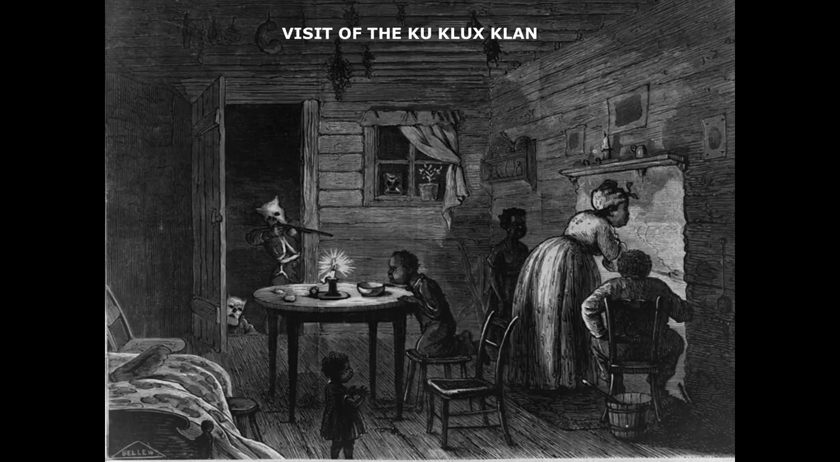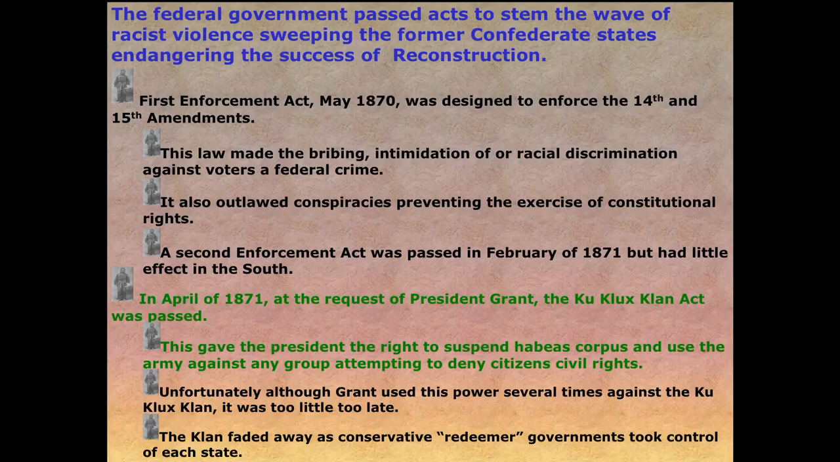Because, I mean, look at this image right here. You could just be, like, straight up at home, getting dinner ready. And here's the KKK creeping on in, shooting people. It's a freaking scary time. So that's why Congress is prompted to pass the Enforcement Acts, right? To try to get rid of this whole KKK violence and stuff. But it's kind of too little too late. The Enforcement Act is supposed to enforce the 14th and 15th Amendment. The KKK Act is supposed to combat the KKK. Like we said, it's kind of too little too late, because by now the Redeemer governments already have a foothold in Southern politics, and they're going to win. They're going to win.